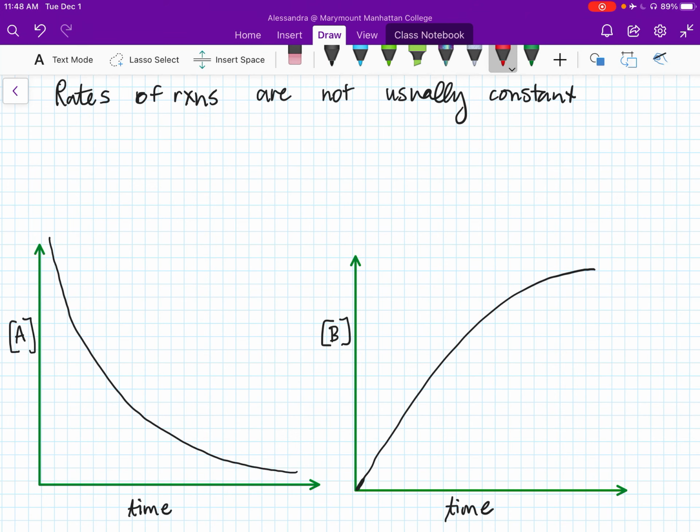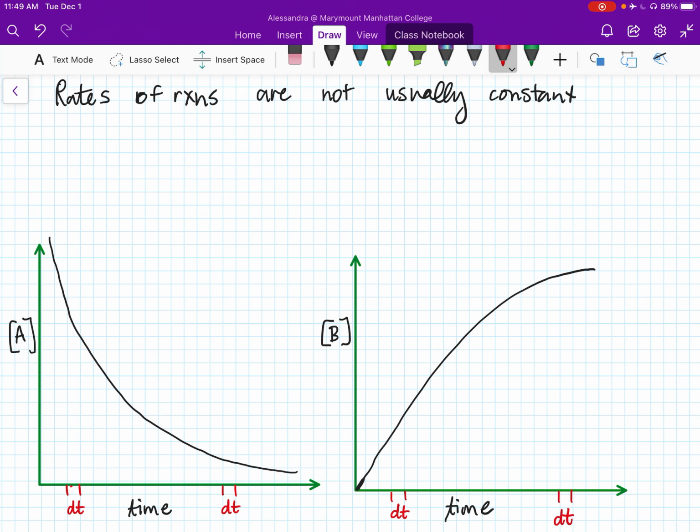Now, let's look at a little chunk of time. I'm going to use my little graph paper here called delta t. And I want to compare delta t at the beginning of the reaction and then towards the end of the reaction over here. And I want to do that for both the reactant A and the product B. So I'm just looking at chunks of time called delta t.